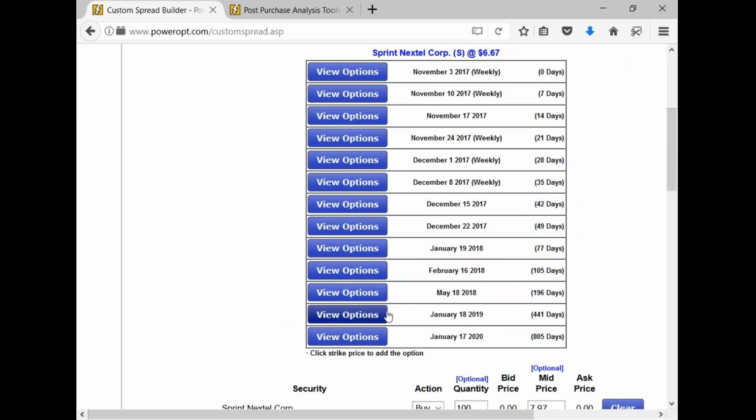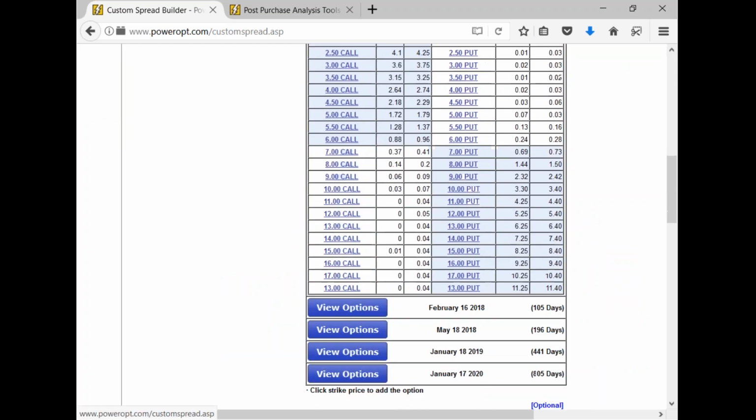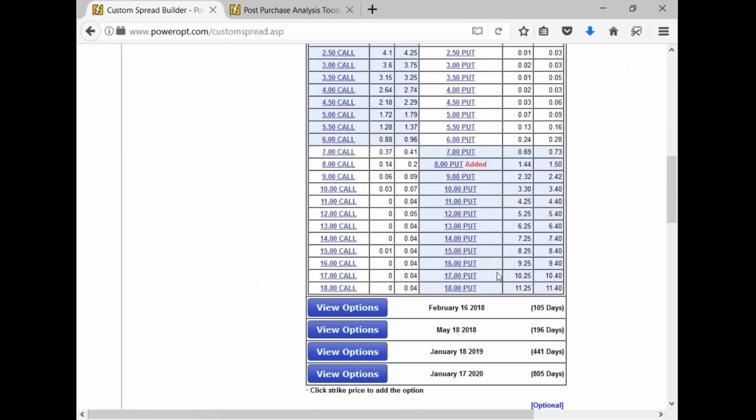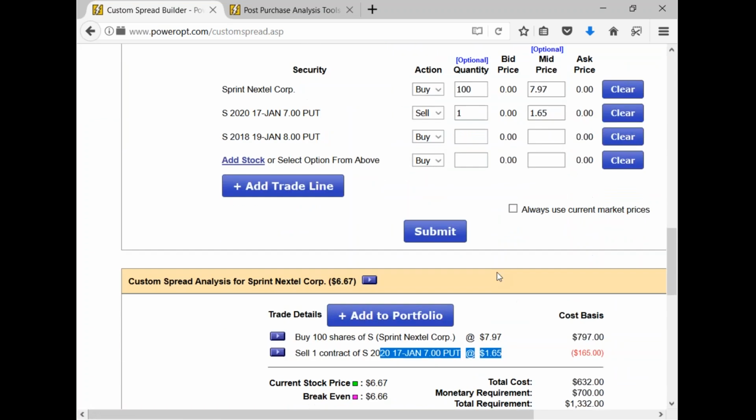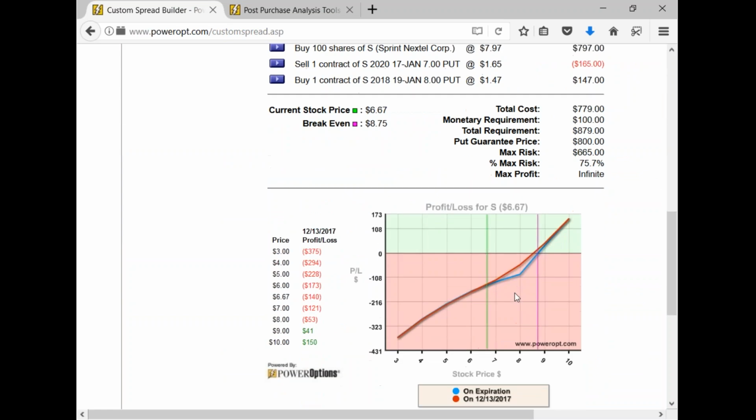We're going to look at our January 2018 in the money 8 strike put for $1.47. Now your break even's $8.75, and that's at January expiration. Near term, not far term.